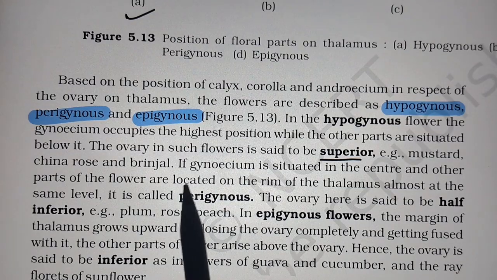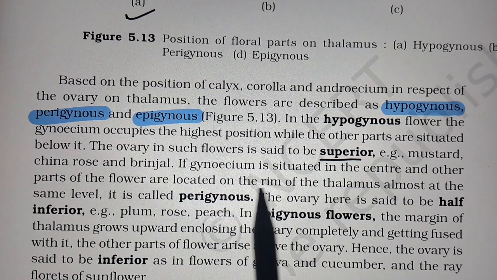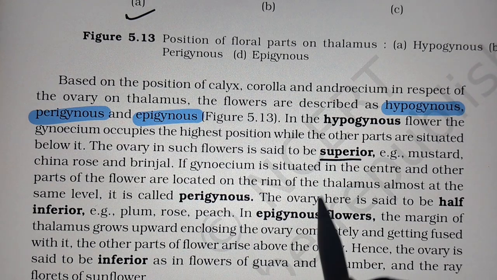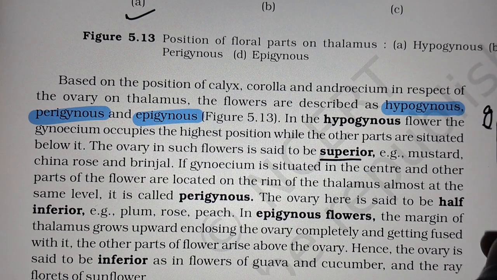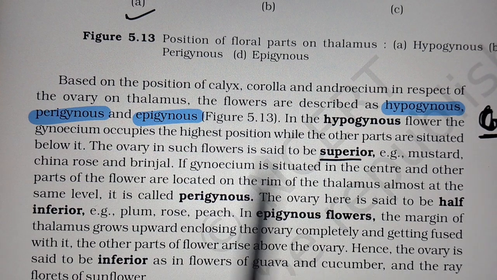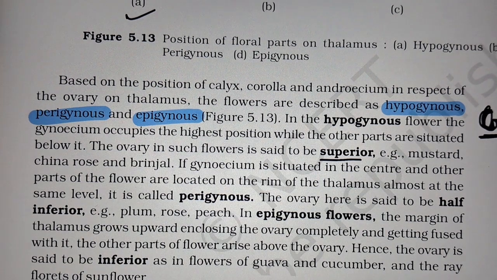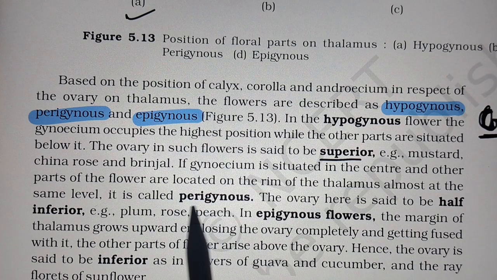Okay, next is peri. If the gynoecium is situated in the center and other parts of the flower are located on the rim of the thalamus almost at the same level, it is called perigynous. The ovary is said to be of inferior. In the first one, the gynoecium is superior, and the ovary in such flowers is said to be superior. Examples like mustard, china rose, brinjal are for hypogynous. Coming to perigynous, they are situated on the rim of the thalamus at almost the same level. It is known as perigynous.